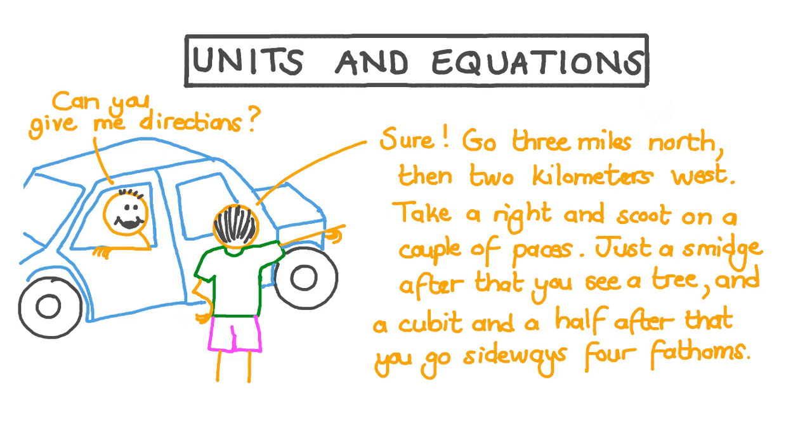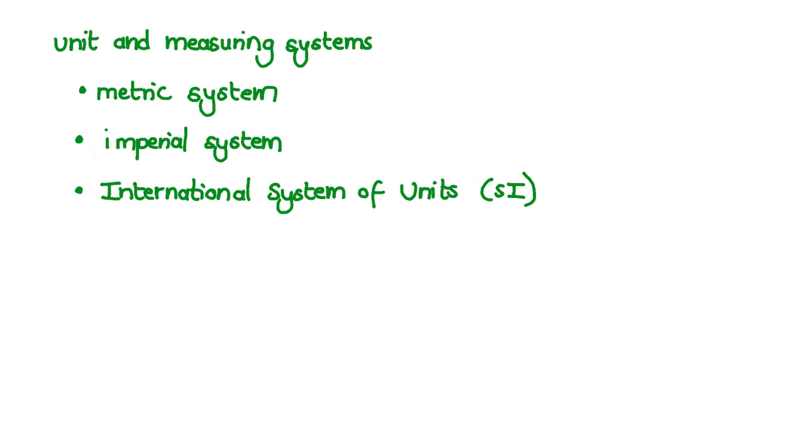Let's start by having a look at the different unit systems used for measurement. The commonly used unit and measuring systems are the metric system, the imperial system, and the International System of Units, or SI units, which are related to the metric system. The unfortunate incident with the space probe was because one team used the metric system and another the imperial system. The metric system has different variants and uses units such as meters, centimeters, and kilograms, while the imperial system uses units such as feet, inches, and pounds.